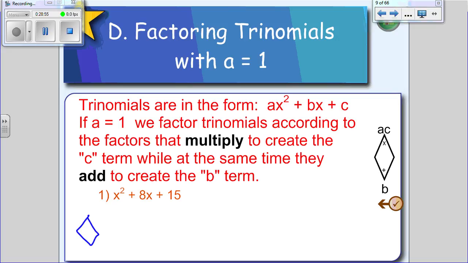Now you need to know what that even means. Your A value is the number in front of the x squared. So your A value is the number right here. In our case, it's a 1. Your B value is the number in front of the x. And your C value is the number that's all by itself. It's not attached to any of the x's.